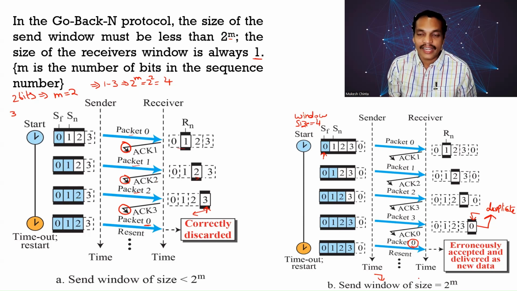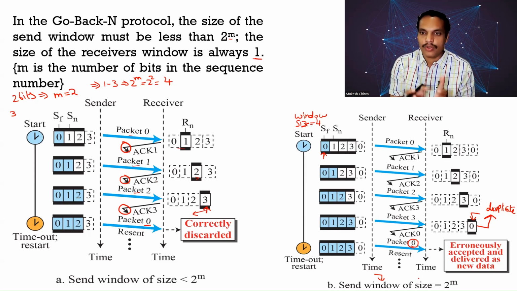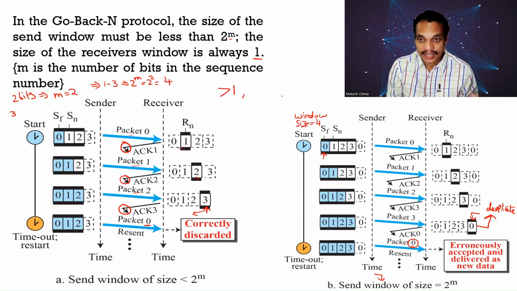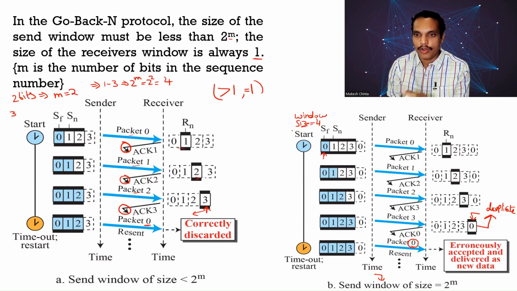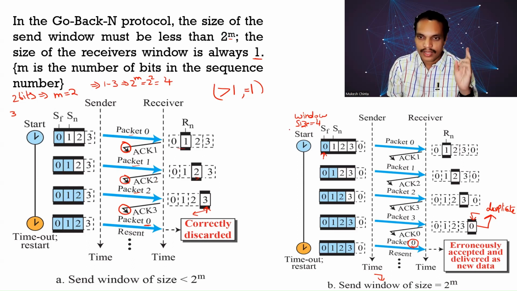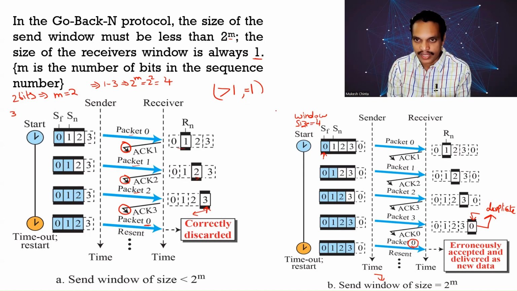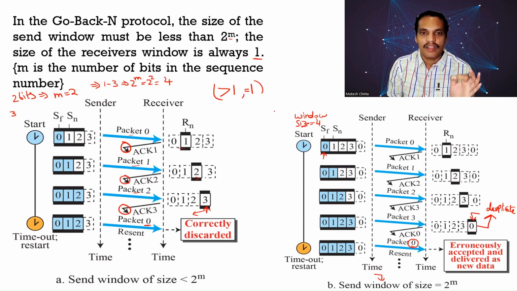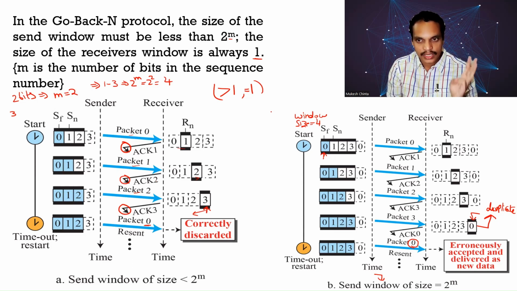So you have to remember that in the Go-Back-N protocol, the sender's window size is greater than 1. At the same time, the receiver's window size is always equal to 1. This is your Go-Back-N sliding window protocol, or Go-Back-N ARQ protocol. The second most important thing that you have to learn here is that any out of order frames received by the receiver are discarded. It won't accept them. The receiver only accepts the frames that are coming in order. The third important point is that the size of the sender's window must always be less than 2 power m.